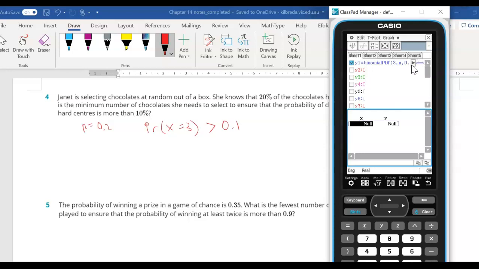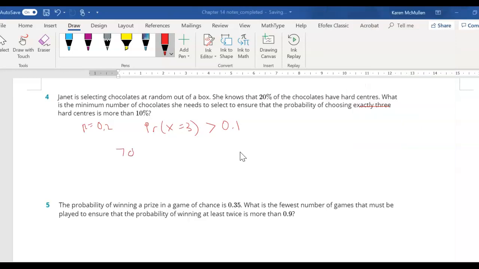Okay. All right, I'm guessing instead of n, I need to put x. That's probably where I went wrong. There we go. Beautiful. So we want the probability to be greater than 10%, so 0.1. So I can just keep going, and you can see that is at 7. So what are we doing? 7 chocolates. So 7 chocolates.